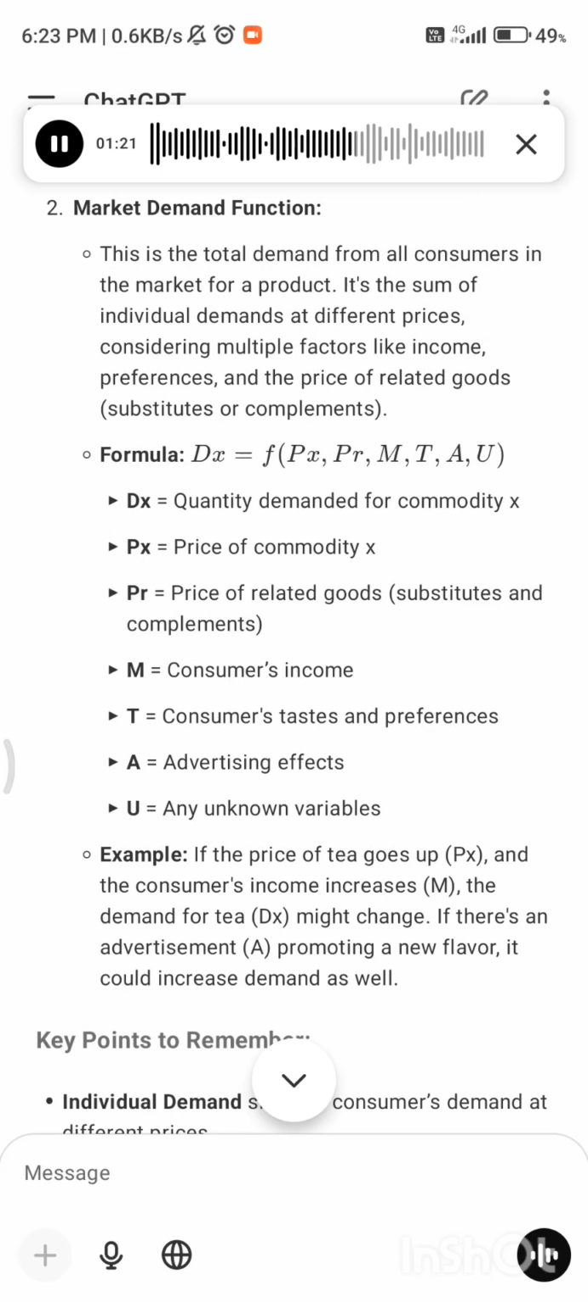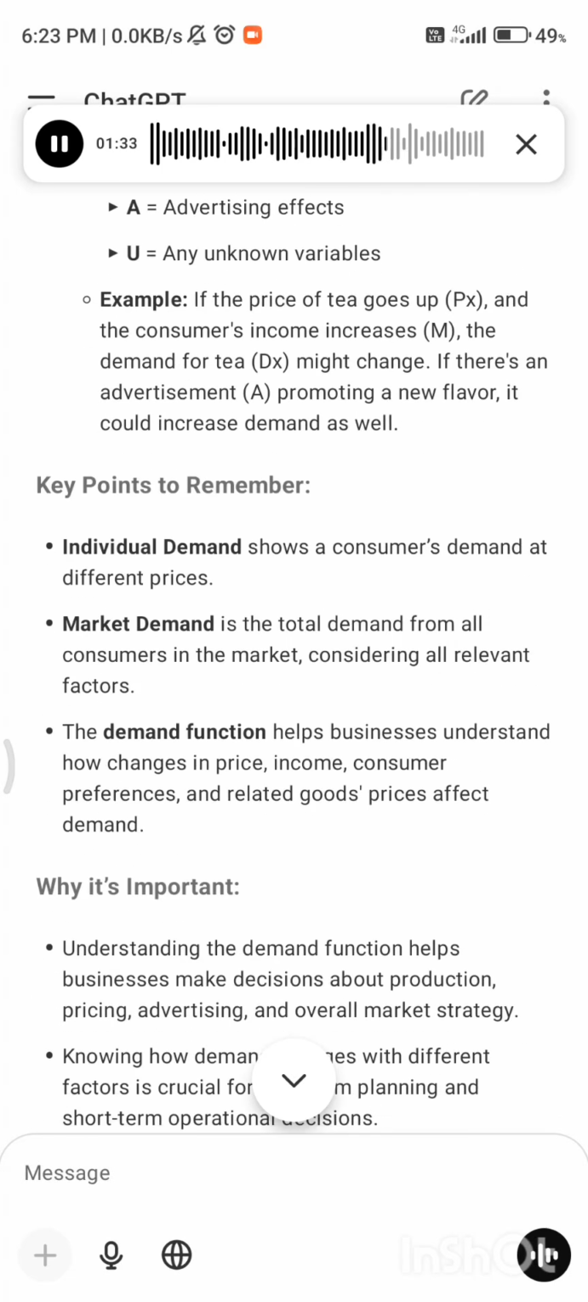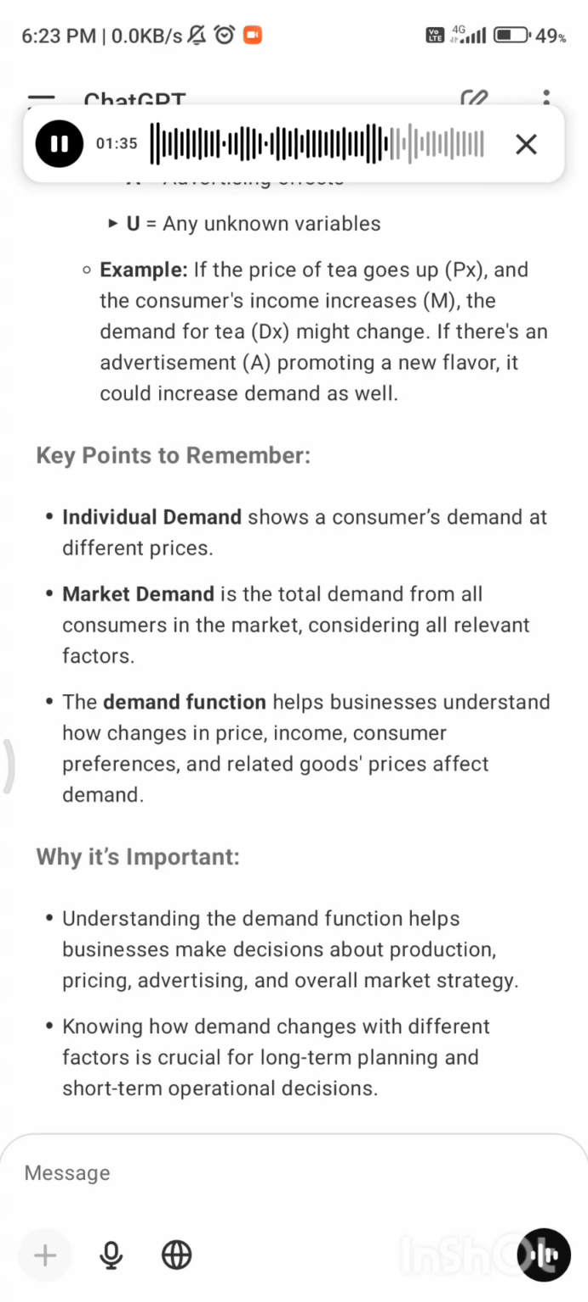Example: if the price of tea goes up, Px, and the consumer's income increases, M, the demand for tea, Dx, might change. If there's an advertisement, A, promoting a new flavor, it could increase demand as well. Key points to remember.